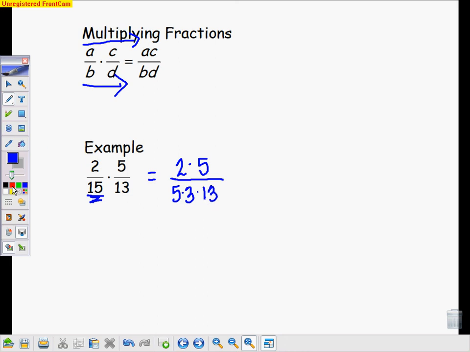Does anybody notice what can happen now? Yes, that's right. The 5's will cancel, leaving you with a 2 over 3 times 13, which is 39. So a little bit easier to multiply that in your head than 15 times 13. Okay, it's reduced. We don't have anything left to do, and that's multiplying fractions.